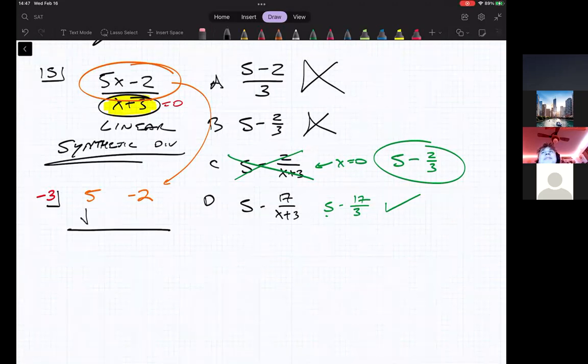First step, you drop down the 5. Next step, you multiply by -3. This is synthetic division. You saw it in algebra 2. You multiply by -3, you get -15. Step 3, you add. You get -17. You ran out of numbers, you're done.